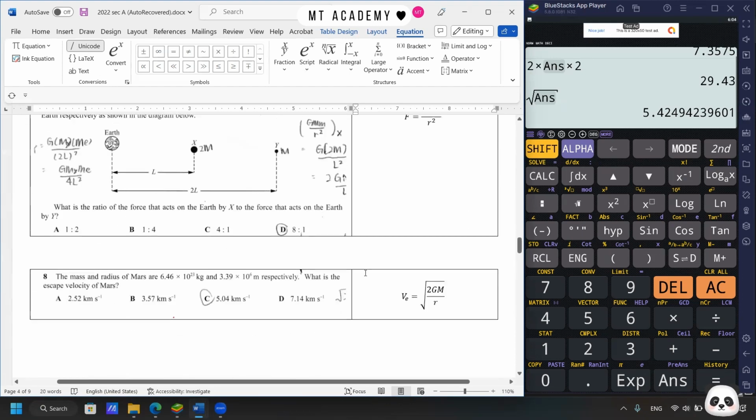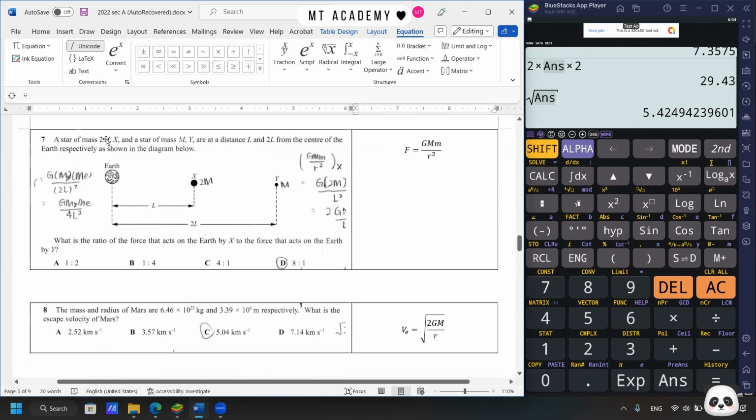Okay, we move on to question 7. The star of mass Gm and the star of mass My are at distances of L and 2L from the center of the earth, respectively, as shown in the diagram.